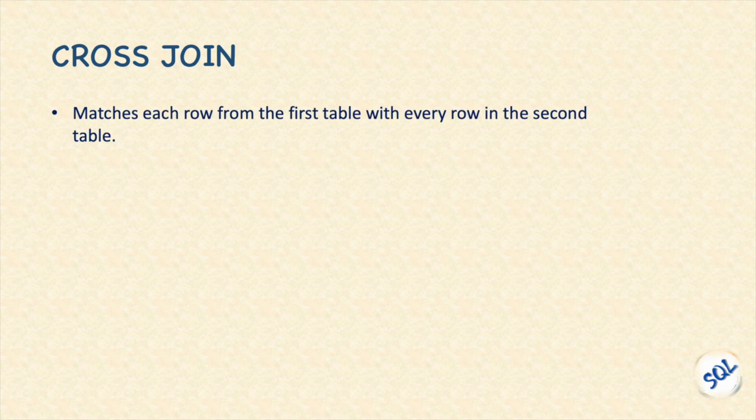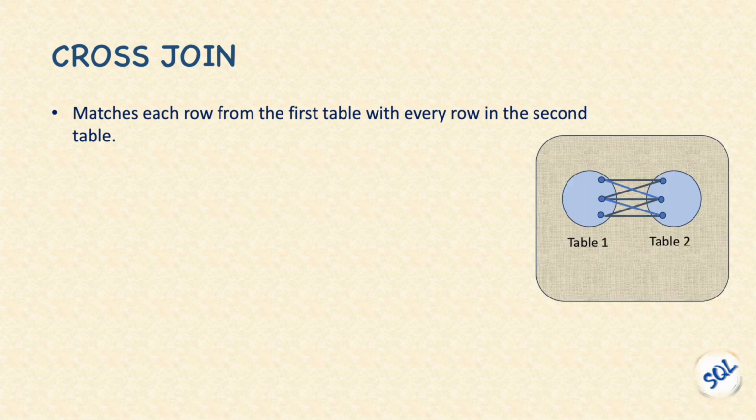Now we can learn what a cross join is. A cross join returns the Cartesian product of the two tables. It matches each row from the first table with every row in the second table. The diagram on the right side shows how data in both tables is combined. The syntax for cross join is different from other kinds of joins.